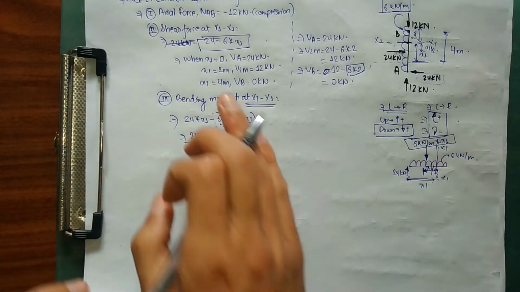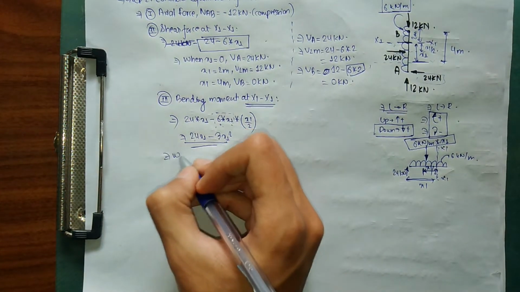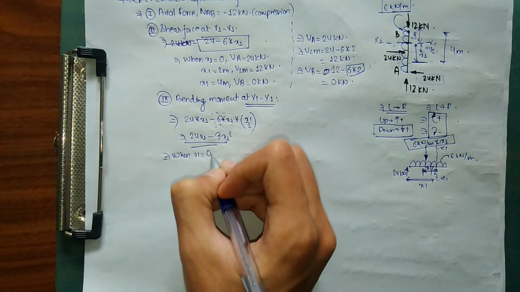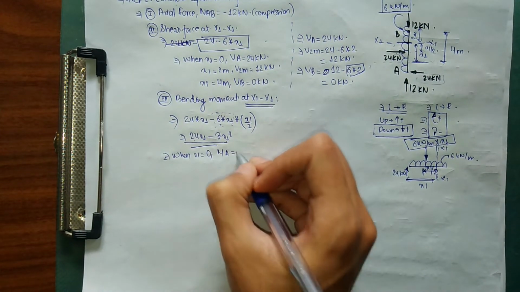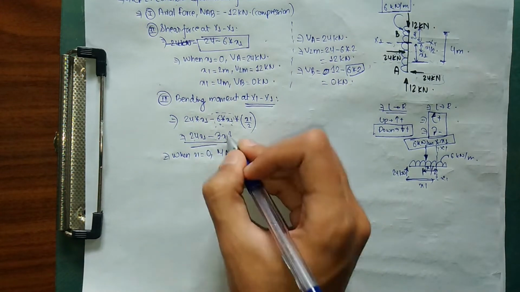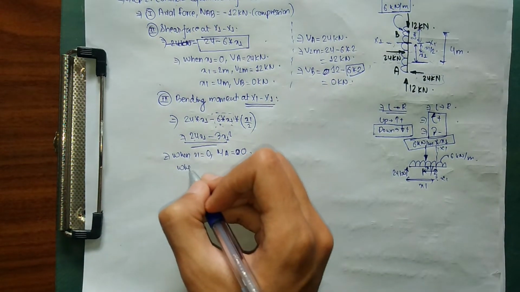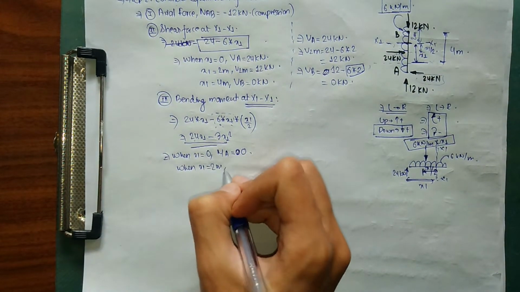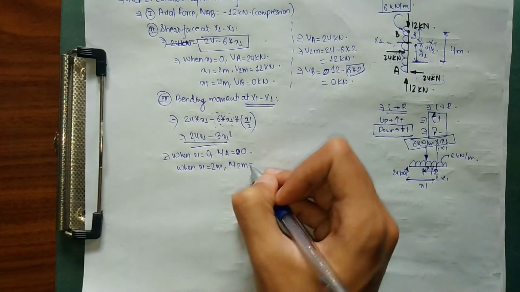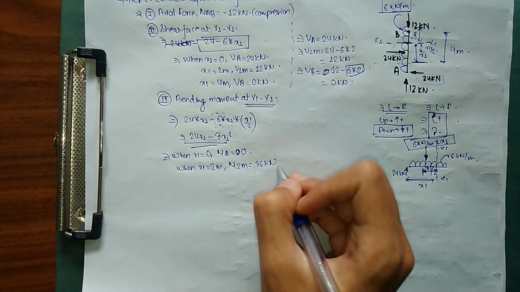Next I'm going to do the same. When x1 equals 0, the moment about A will be 0. So if you put 0, we're going to get 0. When x1 equals 2 meter, I'm going to get my moment about 2 meter, which is going to be equal to 36 kilonewton meter.